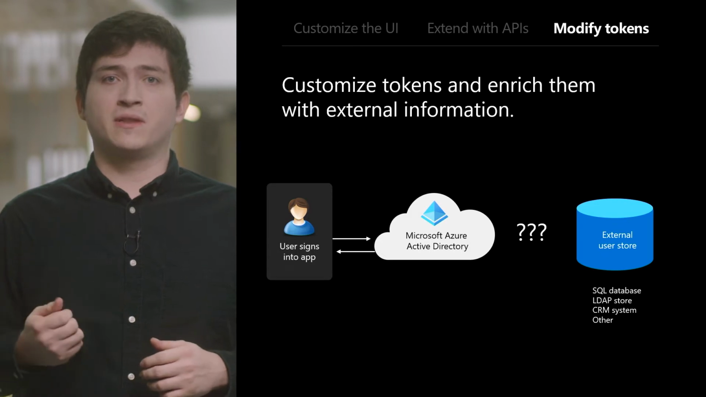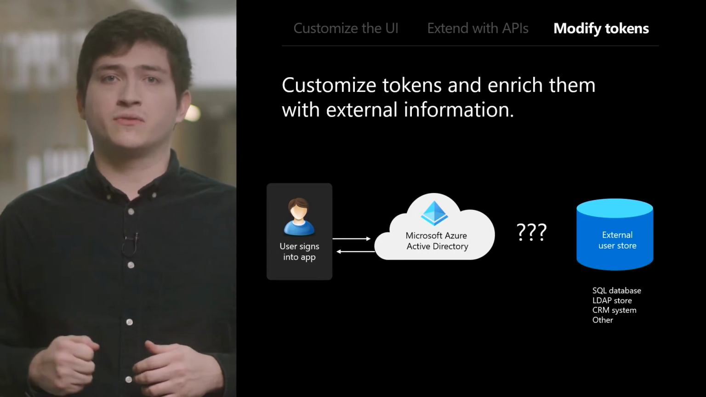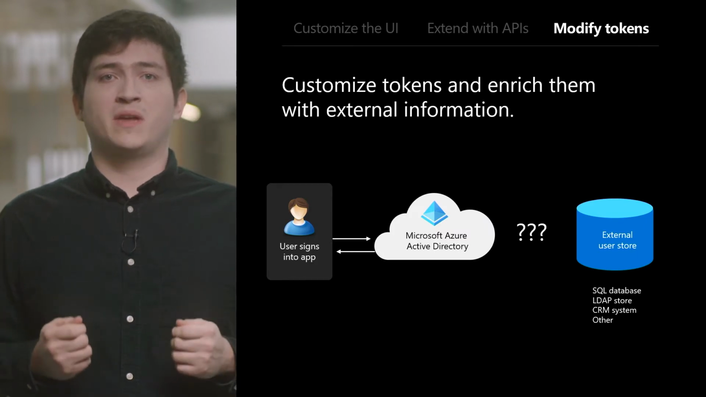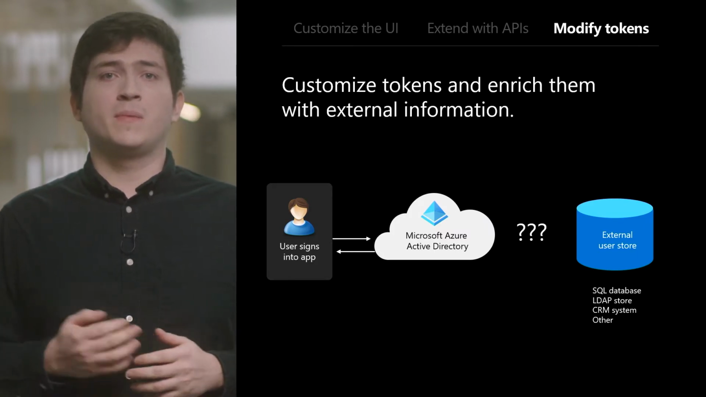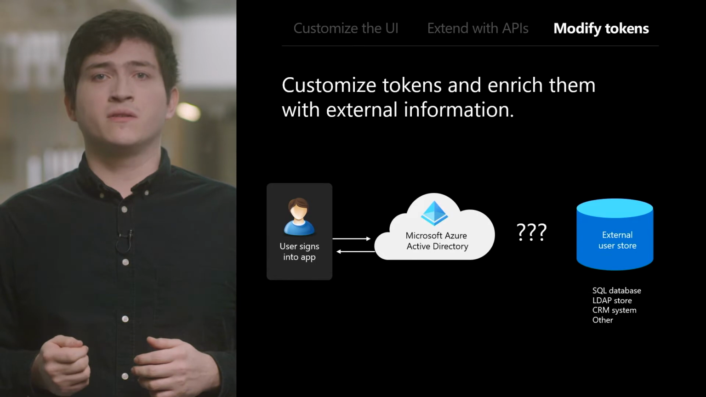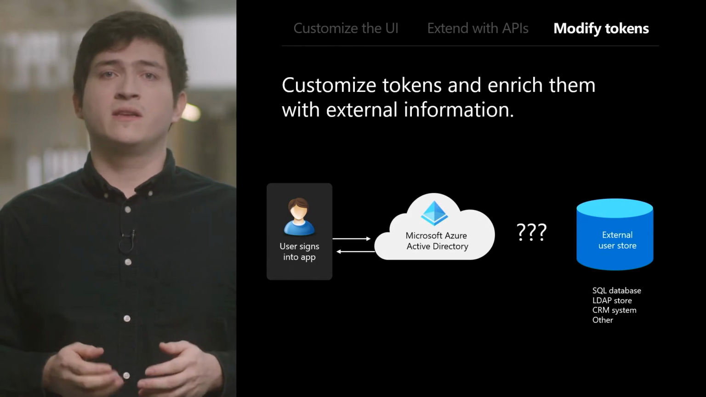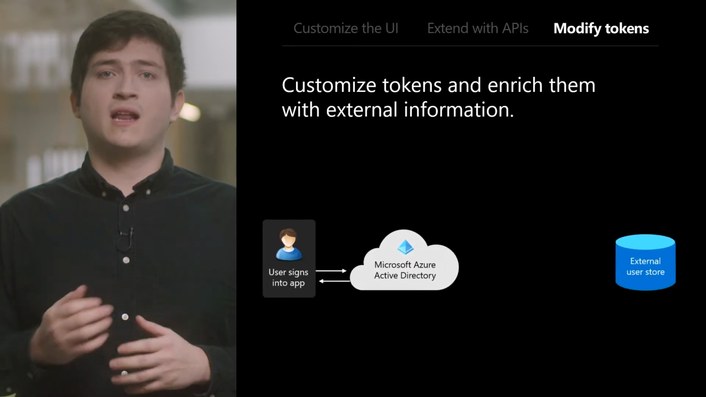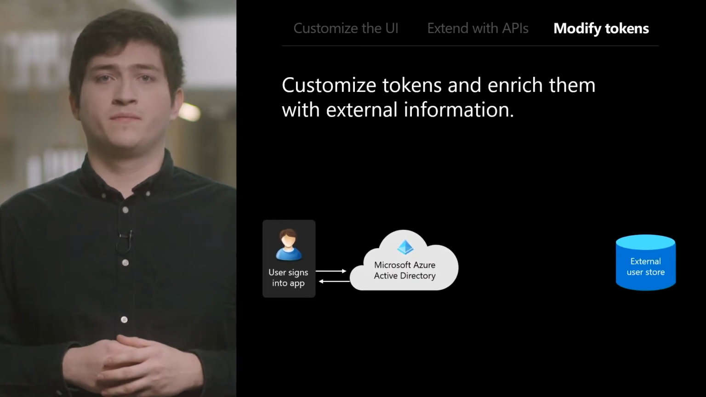You may have an SQL database, a legacy identity user store, like an LDAP store, or even a CRM system, which contains information about your end user. Maybe a lot of your applications need that information, so you want to include it in the tokens issued to your applications. Before diving into a demo, let's get a high-level overview of the flow.